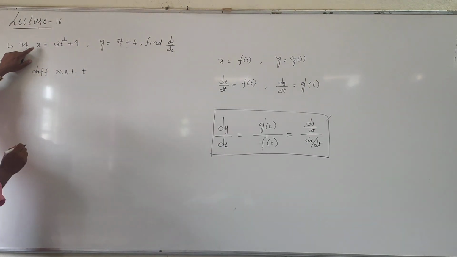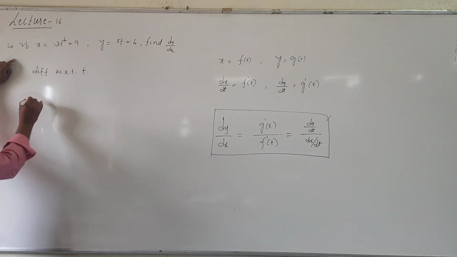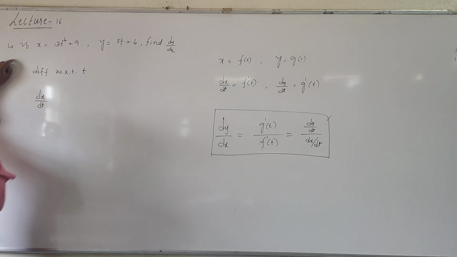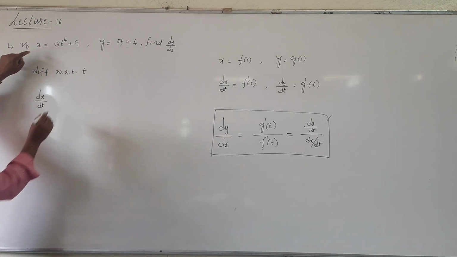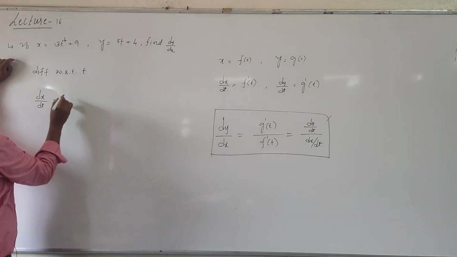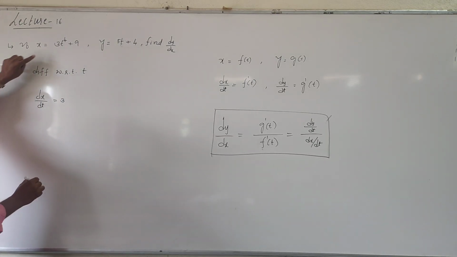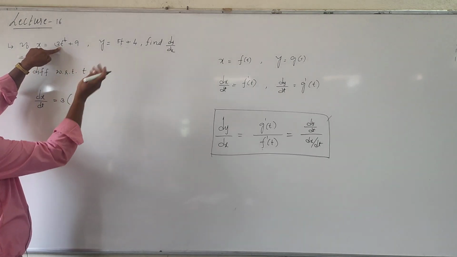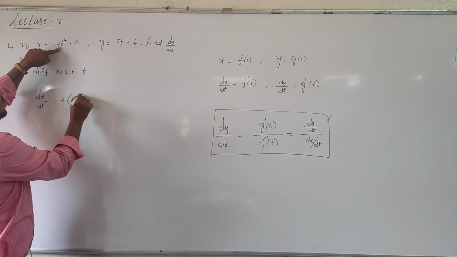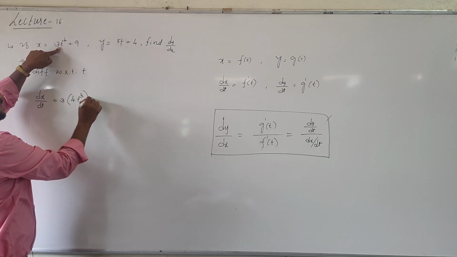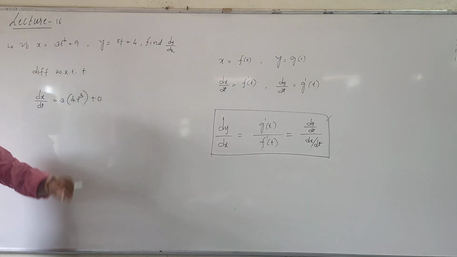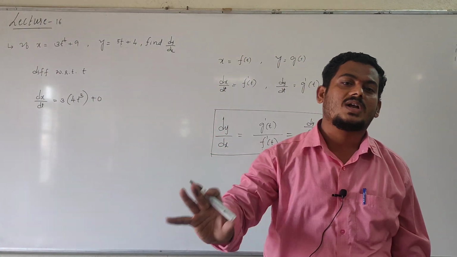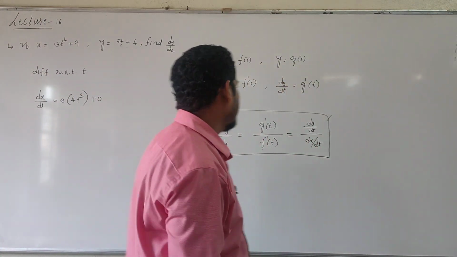Tell me what is the differentiation of x with respect to t? X differentiation with respect to t is dx by dt. Then on the right hand side, 3 is a constant. After that t power 4, it is like x power 4, gives 4t cube, plus 9 differentiation is 0. Constant differentiation with respect to any variable is always 0.